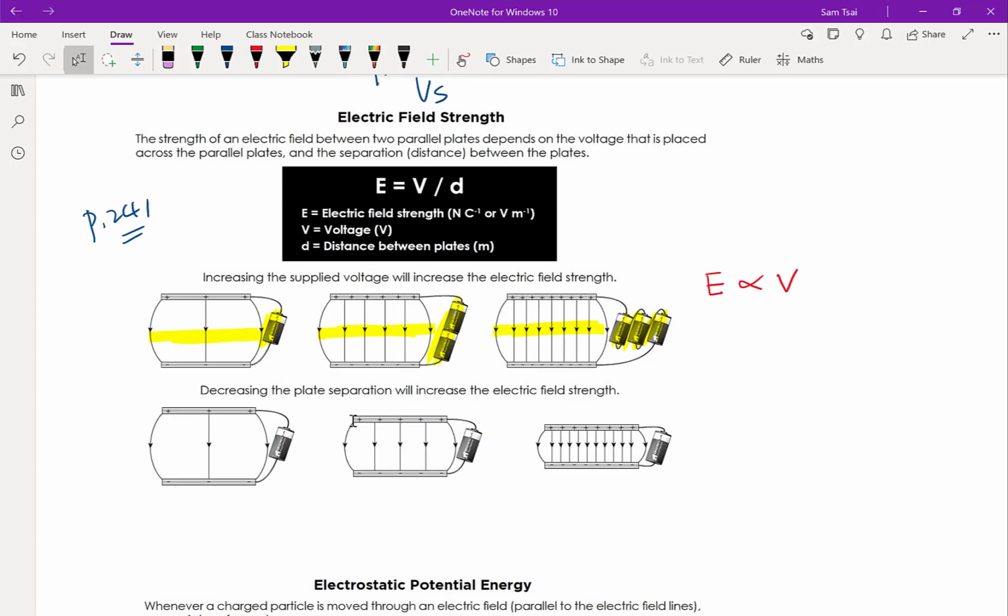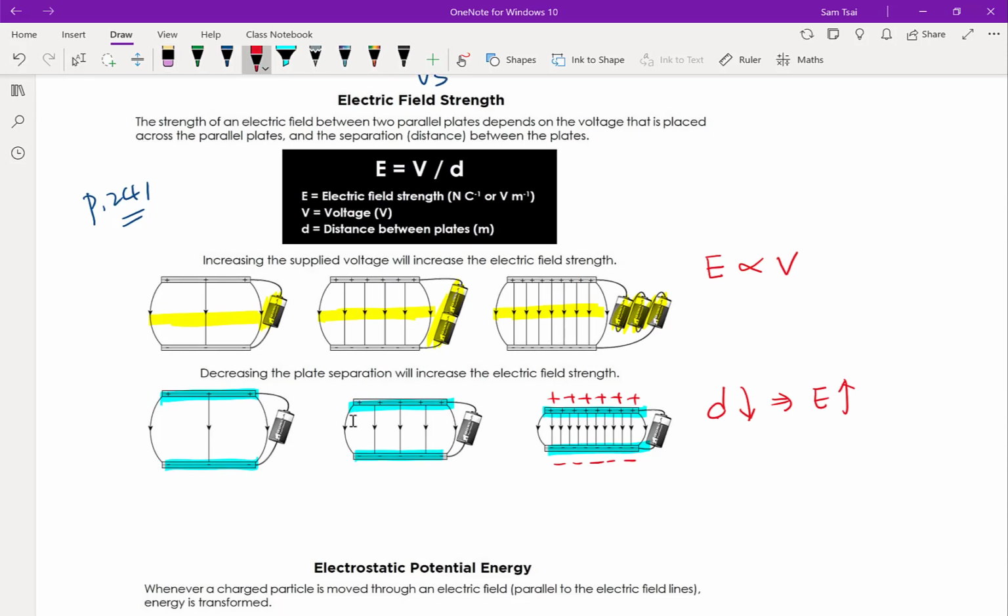Okay, another thing, if we keep the voltage but we change the distance, we make the distance between the plates become smaller and smaller, that means we are moving the positive charge closer to the negative charge. And in this case, the attractive force between them is stronger. In other words, the electric field is stronger. When distance is decreasing, the electric field is increasing.